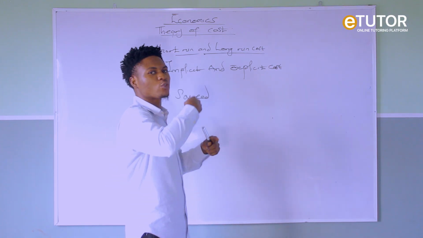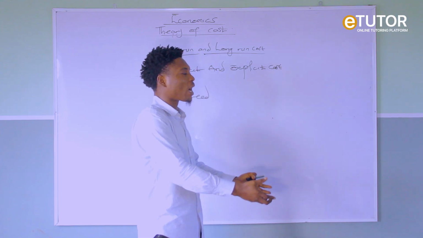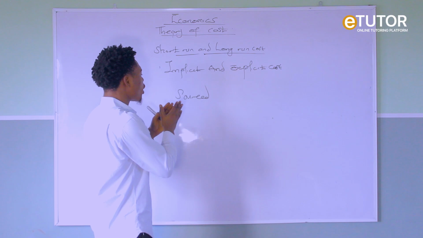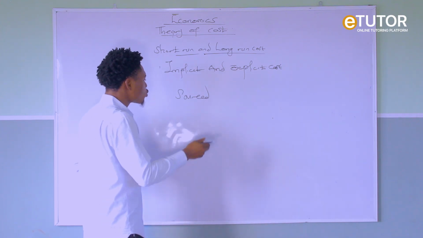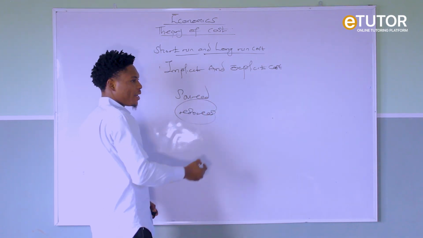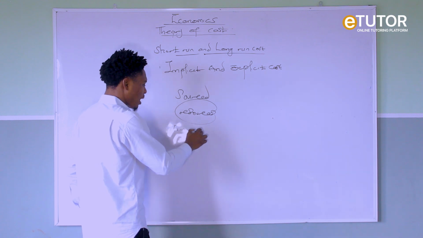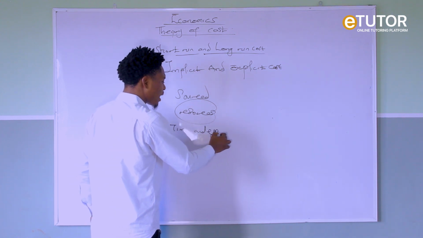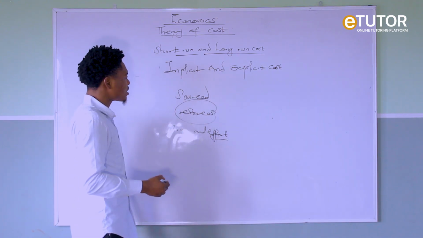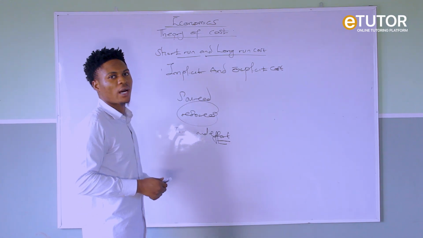Explicit cost, you take money to an external organization or firm so that you can acquire raw materials, the resources for your production. But implicit cost, the resources you are using are sourced within. In fact, a firm's time and effort are also regarded as cost. But this time and effort are within the business. So they are implicit cost. Let's give an illustration.